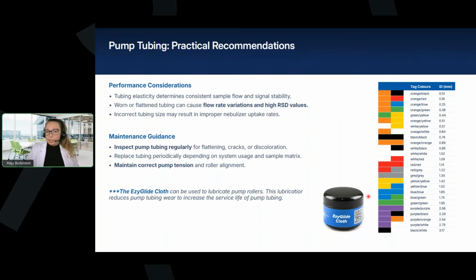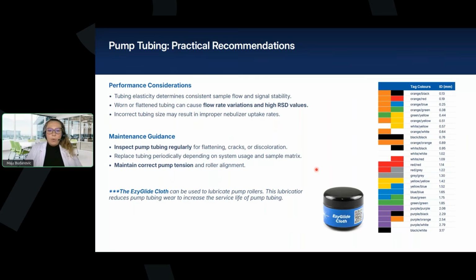And here I included some practical recommendations. In general, the condition of your pump tubing can directly influence how consistently your sample is delivered. As the tubing wears or flattens over time, the flow rate can become unstable, which usually leads to higher RSD values. So for routine maintenance, we recommend regularly inspecting the pump tubing for any signs of wear, such as cracks and discoloration, and replacing the pump tubing based on your usage and the sample matrix.